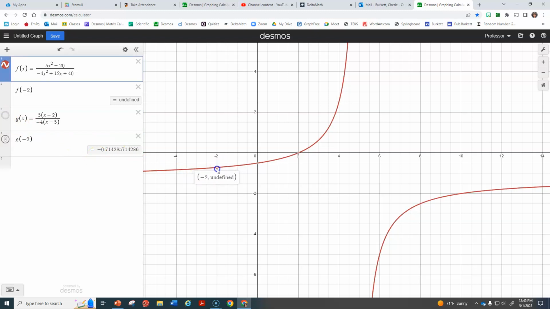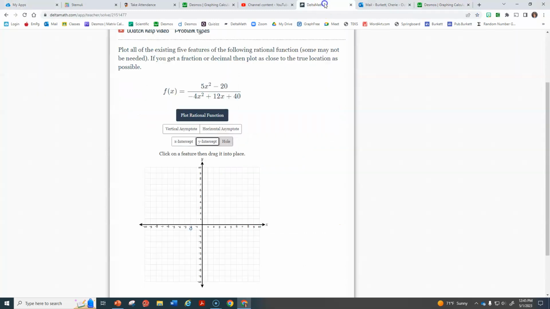When you pass over negative 2, it tells you that it's undefined, just like it's telling you right here that it's undefined. Okay, so on Delta Math, you click that you're going to put the hole on there, and the hole pops up, and you just have to place it in the right place. You can move that around. So we know it's going to go at -2 and then down to 0.7 something, 0.71, something like that. So it's not quite down as far as 1, so I'm going to leave the hole right there.